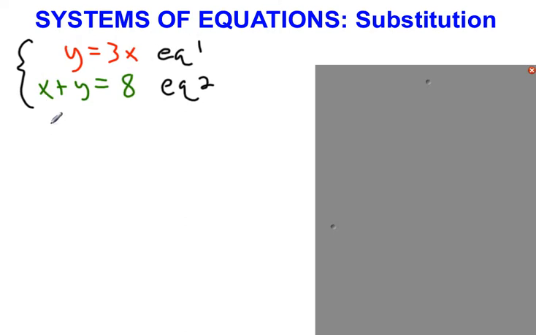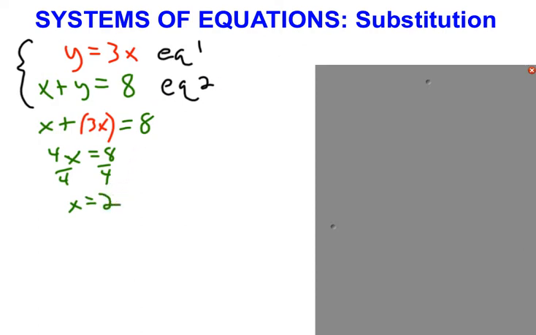So we have x plus, and now instead of y, we are going to write 3x, because that's what y is. Y is 3x, equals 8. So what do we do now? Well, we can combine like terms and solve this for x. So this will be 4x equals 8. Divide by 4 on both sides, and we will have x equals 2. Well, that's pretty neat. We found out that x equals 2 by substituting in.